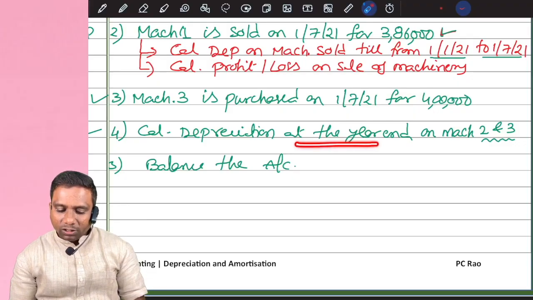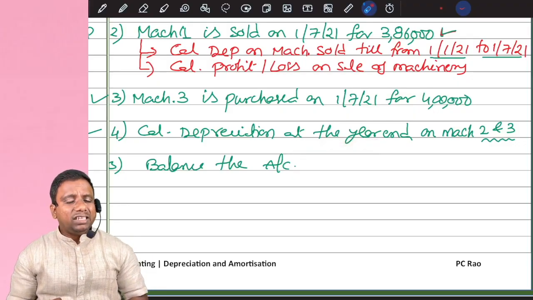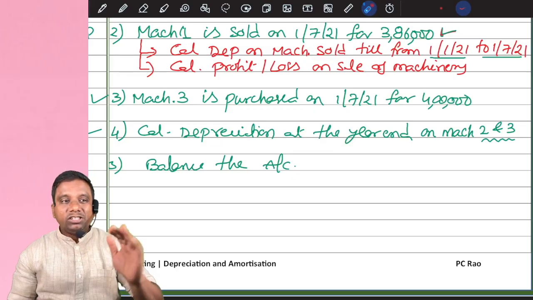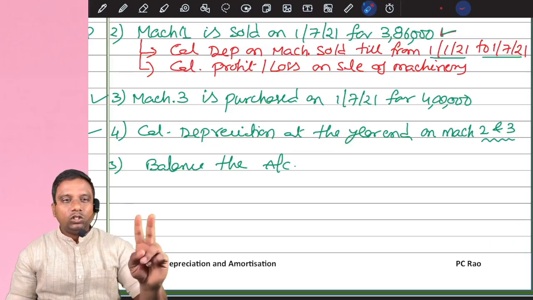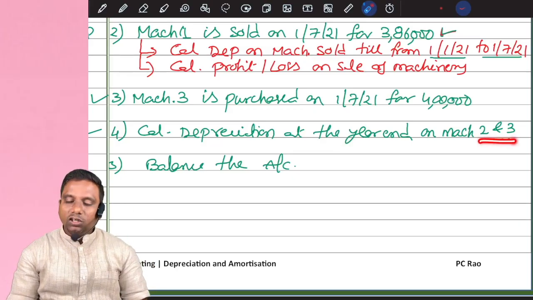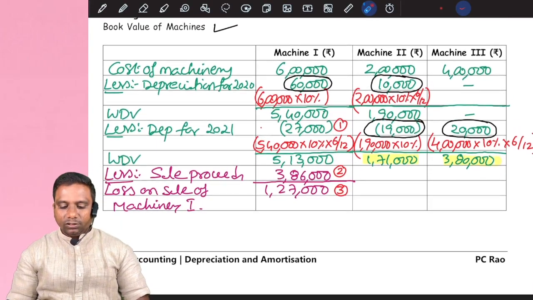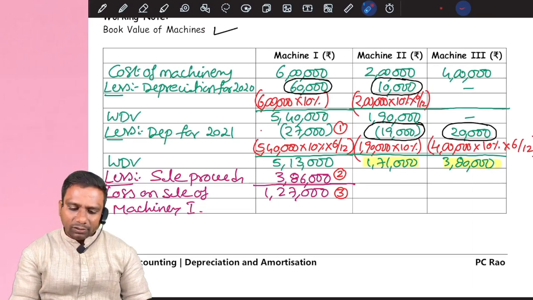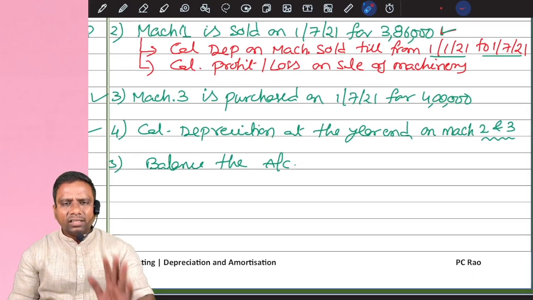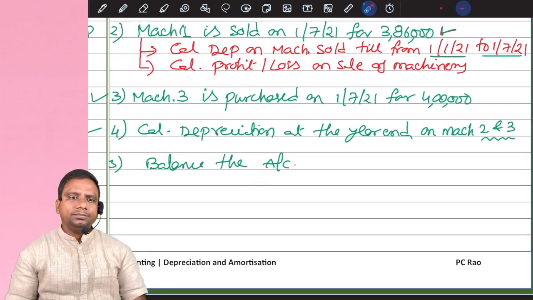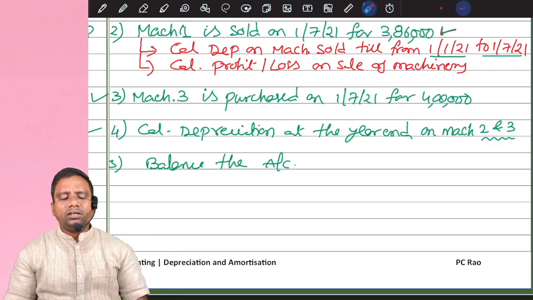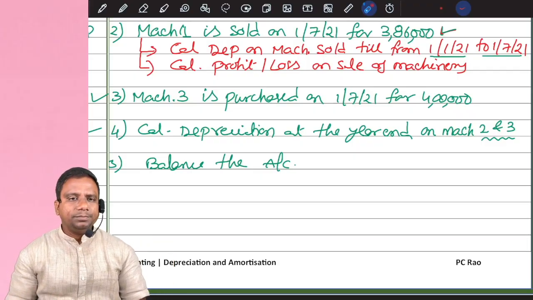End of the year. Calculate depreciation. Actually, we have three machines now. Machine 1, 2, 3. Machine 1 is sold. How many machines left? 2 and 3. Calculate depreciation for 2 and 3 from this working note. Here you can calculate. Okay. Next, at the end of the year, balance the account. Here the machinery account is prepared now. Just balance the account. Over.